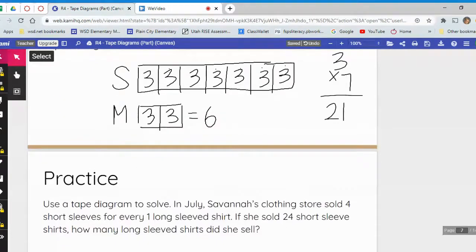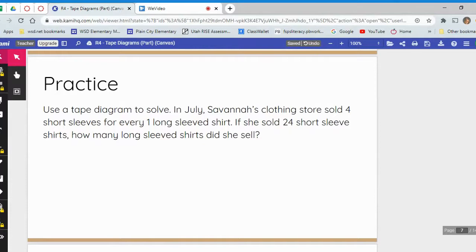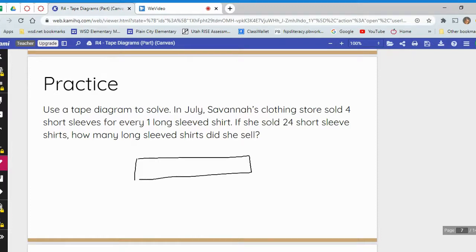Okay, let's have you try this one. So get your tape diagram drawn, figure out what information they give you, come up with your piece size, and then solve. After you have done all those steps, go ahead and press play again, and let's go over it. Okay. In July, Savannah's clothing store sold 4 short sleeve for every 1 long sleeve. So we have a ratio of 4 to 1. And the 4 is short-sleeved and the one is long-sleeve.